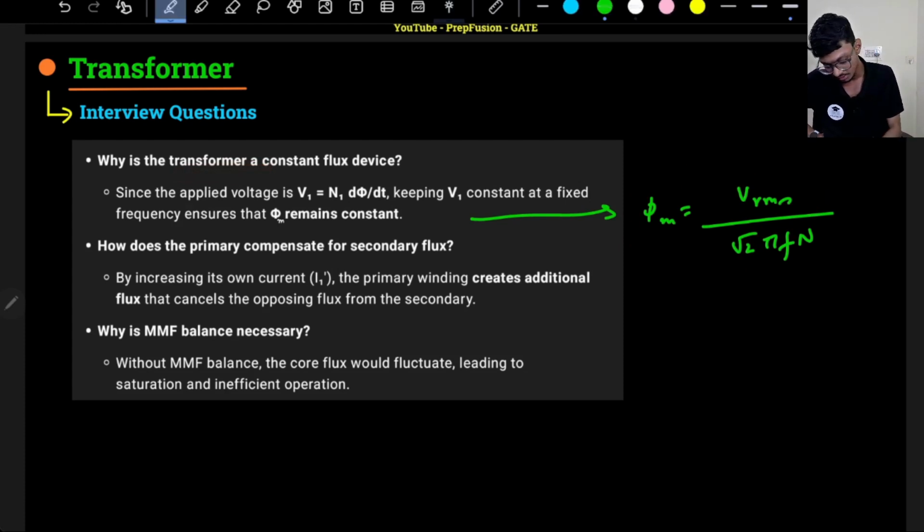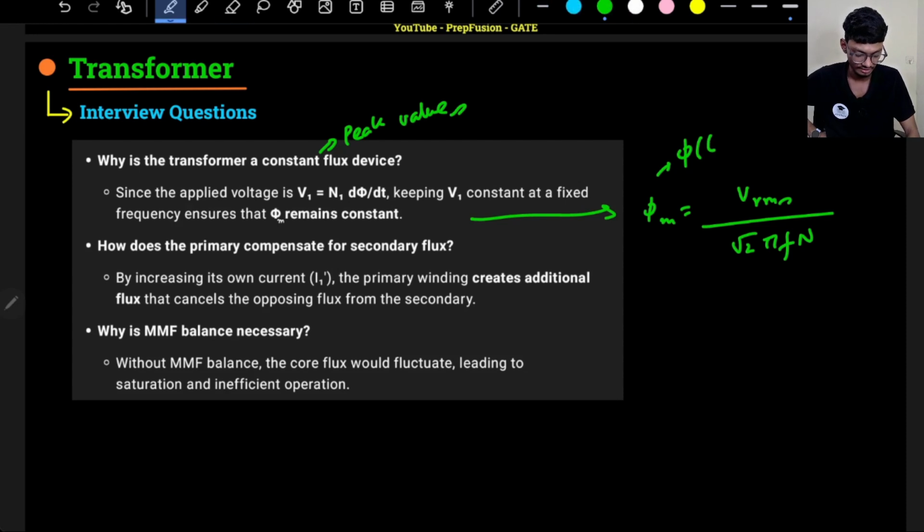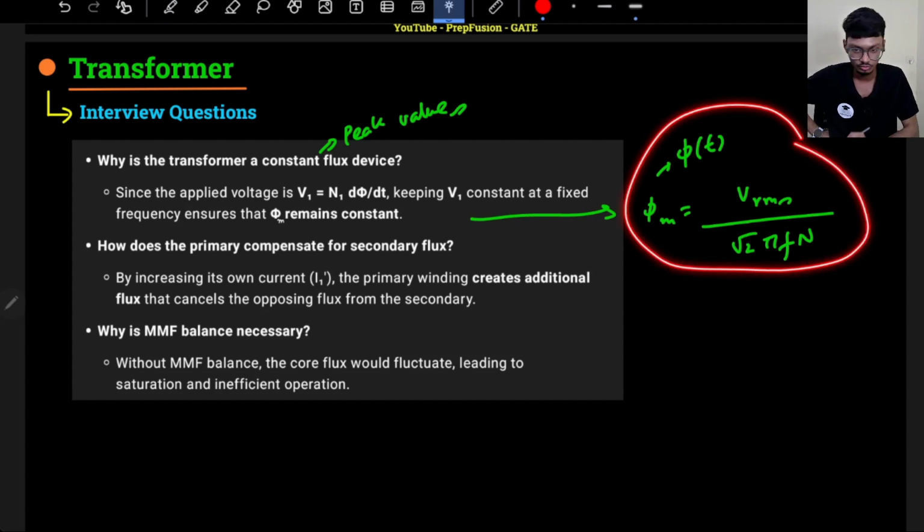Constant flux means that the peak value of flux will be constant. It is not telling that flux will be totally constant. Flux is a time varying quantity, because if flux is not time varying, then how am I differentiating flux and getting some finite induced voltage? That is not possible. So you have to explain this to the interviewer.